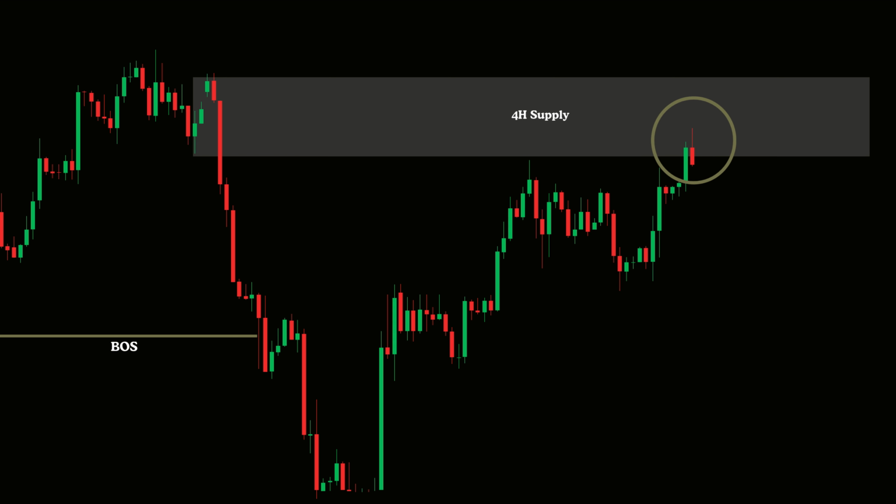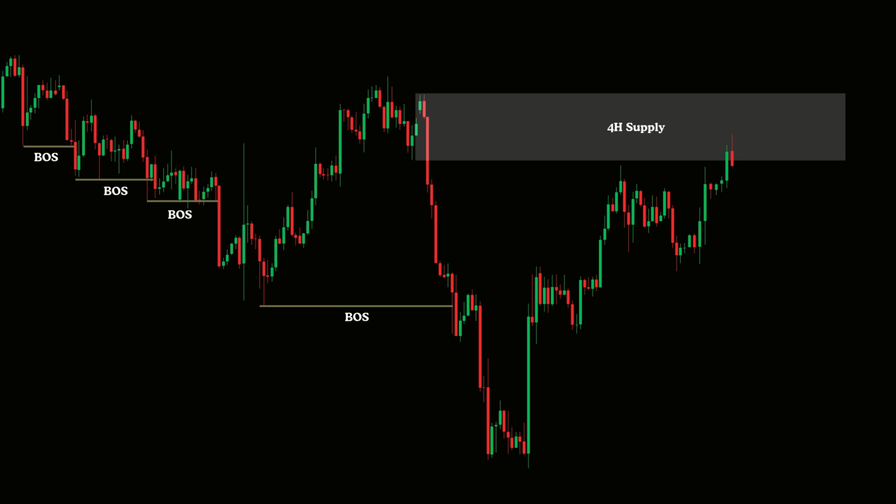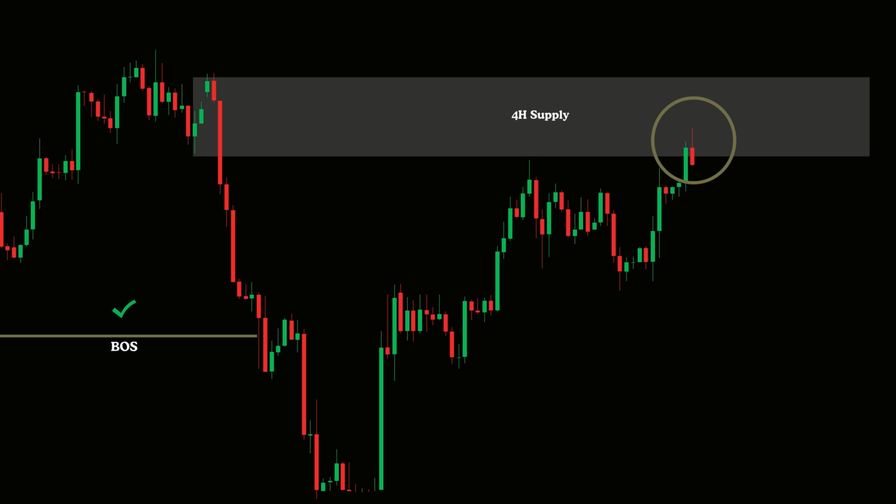As you can see, price pushed higher and perfectly tapped into the 4-hour supply zone. At this stage, all the conditions we were waiting for are confirmed. A strong downtrend with multiple bearish BOS, a clear structural break on the 4-hour chart, and a newly formed unmitigated supply zone that has now been tested by price.